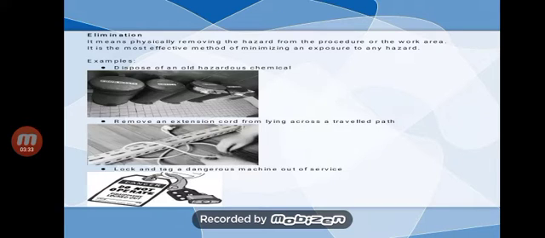Elimination means physically removing the hazard from the procedures or the work area. It is the most effective method of minimizing exposure to any hazard. Example: dispose of an old hazardous chemical, that is, throw away the waste. Remove an extension cord from lying across the travel path, that is, remove the extension cords lying around. Then the last, lock and tag a dangerous machine out of service.